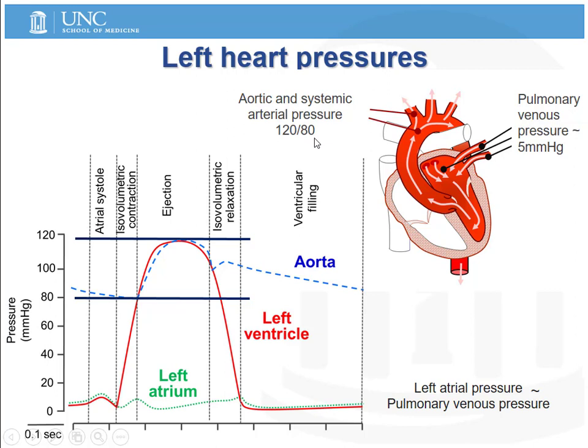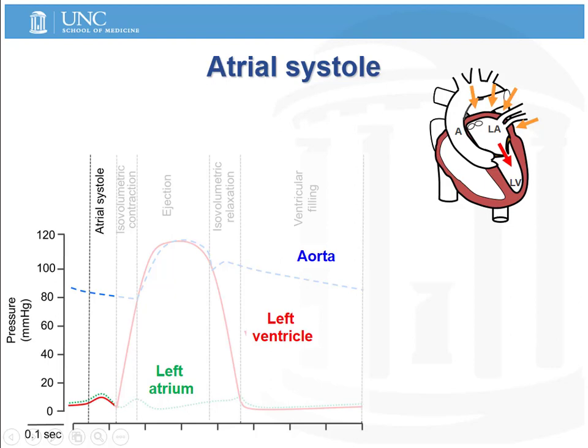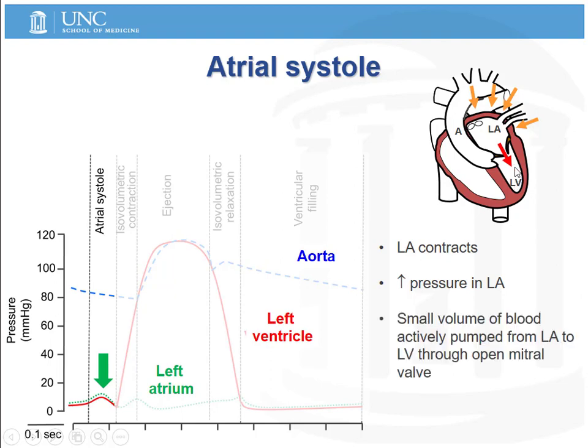So now we can look in more detail at changes in pressure that occur during each subdivision of the cardiac cycle, and we'll pay particular attention to the valves opening and closing. So let's start with atrial systole. Here, a wave of spontaneous depolarization generated by the SA node spreads through the atrium and causes a contraction. This contraction results in an increase in atrial pressure, causing blood to be actively pumped through the open mitral valve from the left atrium into the left ventricle.